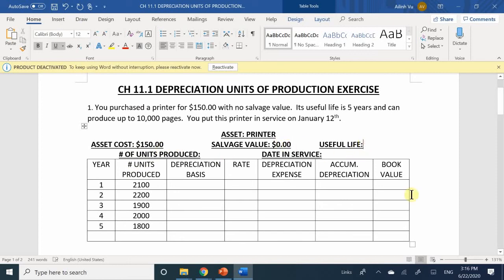What is the useful life? Nope. Let's look right above, David. What is its useful life? 5 years. 5 years is correct. So this asset can last about 5 years. All right. What is the number of units it can produce? Not 2,100. I don't know where you're getting this number.